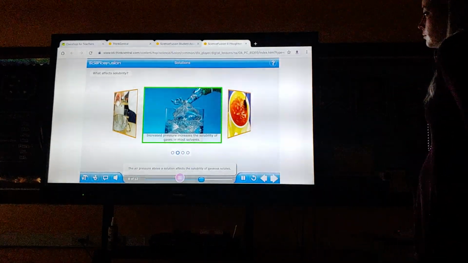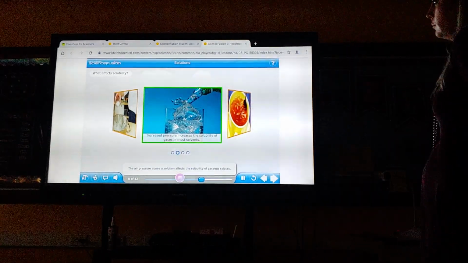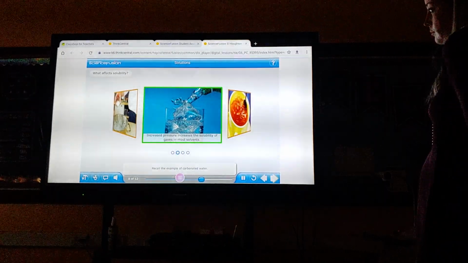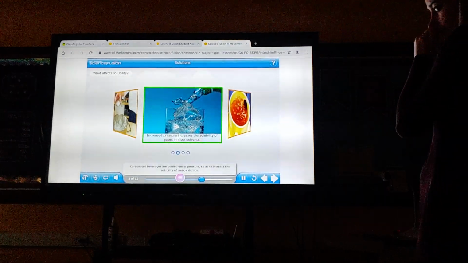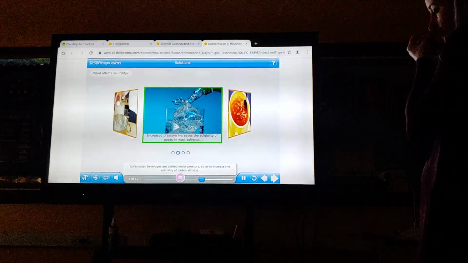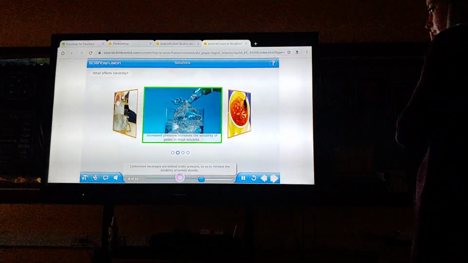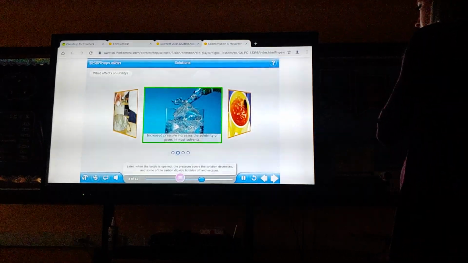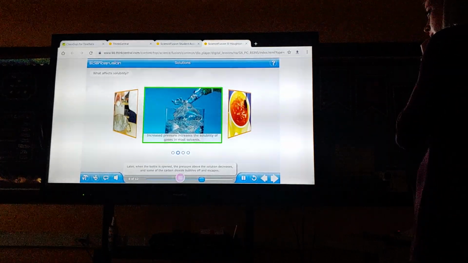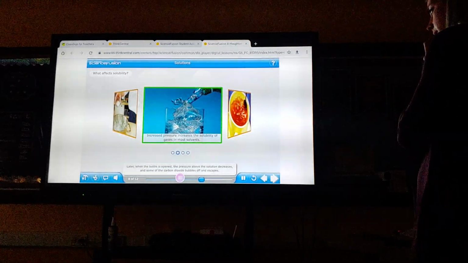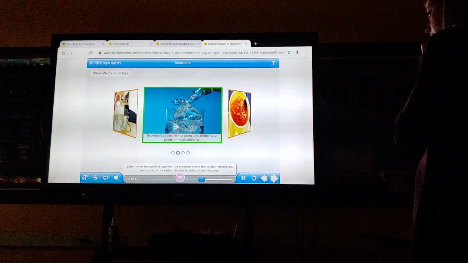The air pressure above a solution affects the solubility of gaseous solutes. Recall the example of carbonated water. Carbonated beverages are bottled under pressure, so as to increase the solubility of carbon dioxide. Later, when the bottle is opened, the pressure above the solution decreases and some of the carbon dioxide bubbles off and escapes.